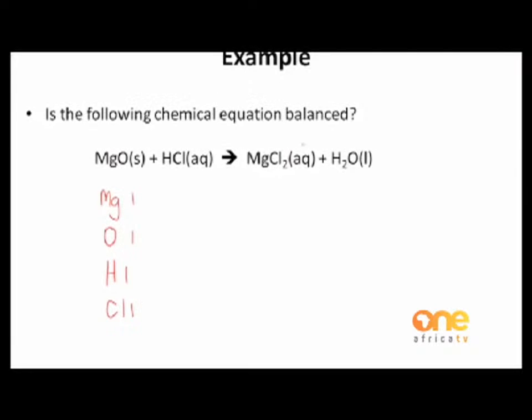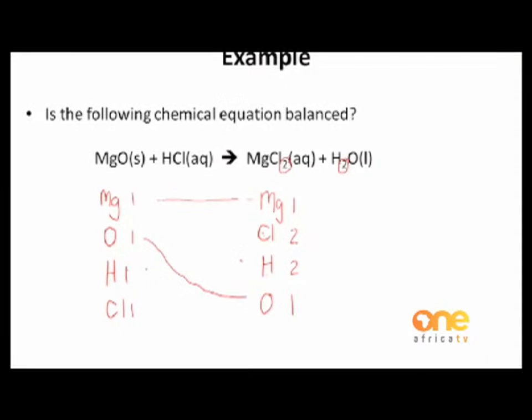If we move on to the products, here we have a magnesium atom. Again, we only have 1. But this tells us that we have 2 chlorine atoms. Similarly, this 2 tells us that we have 2 hydrogen atoms, and lastly we can see that we only have 1 oxygen atom. So although the magnesium atoms are the same number and the oxygen atoms have the same number, the hydrogens do not have the same number of atoms, and the chlorine atoms are also not the same.